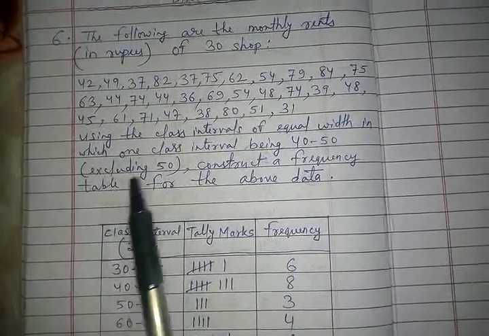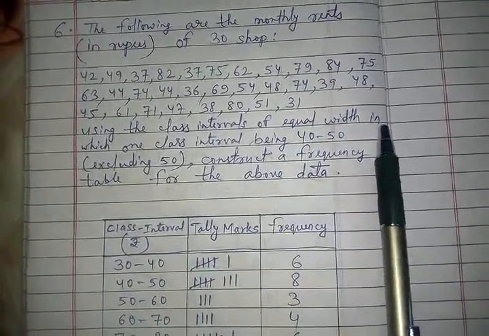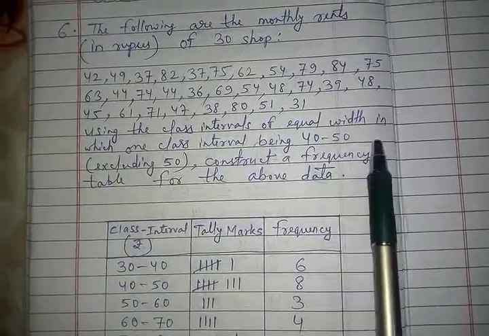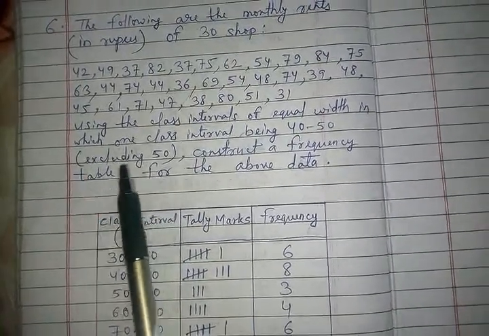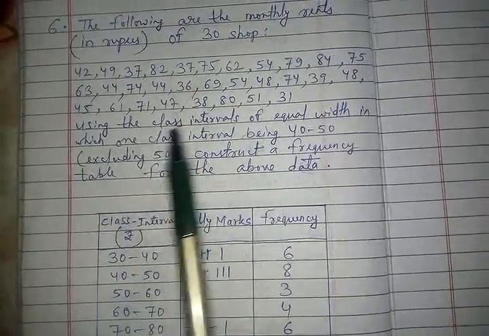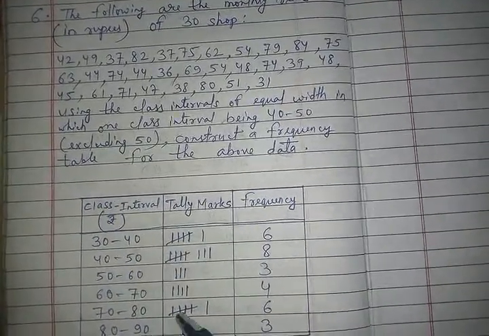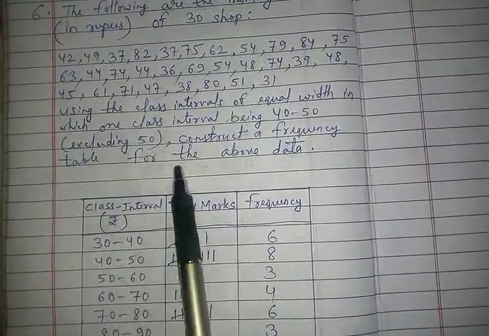But you can imagine and do this question using the class intervals of equal width, in which one class interval being 40-50, 40 to 50, excluding 50. Now I will make you understand what is 40 to 50 and excluding 50. When I will start the exercise solution, I will start there. So construct a frequency table for the above data.